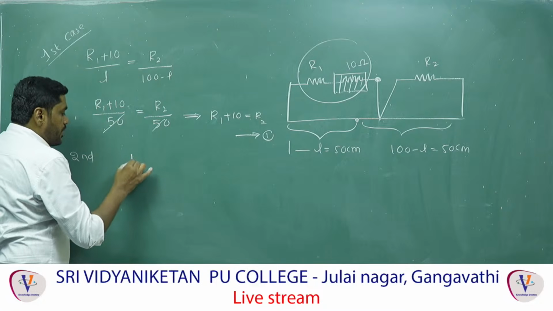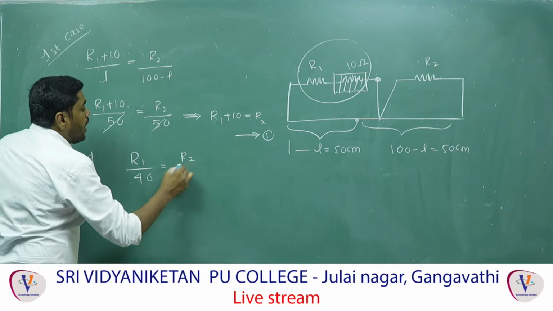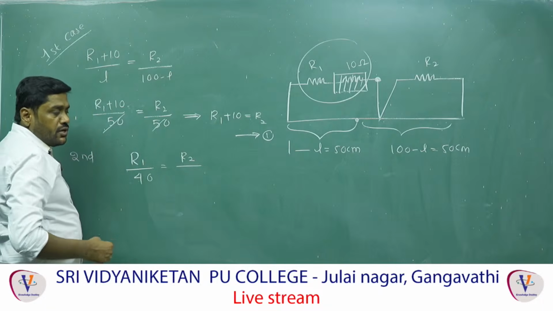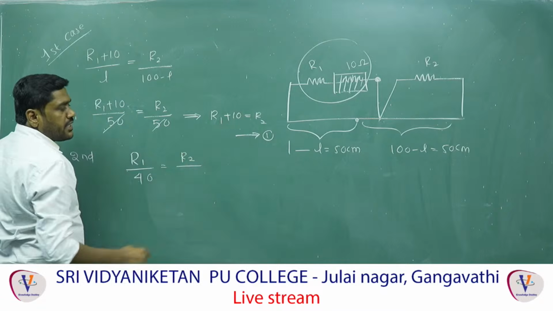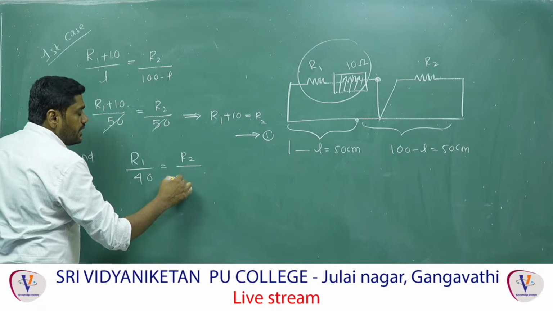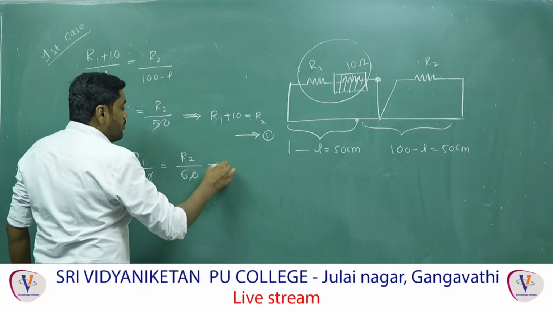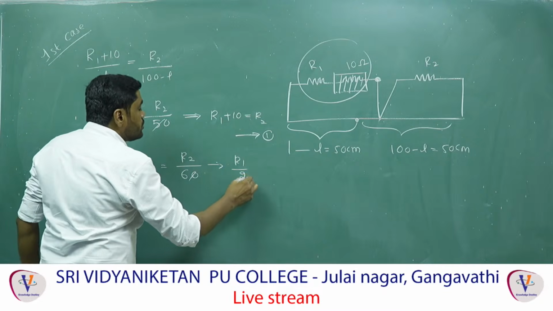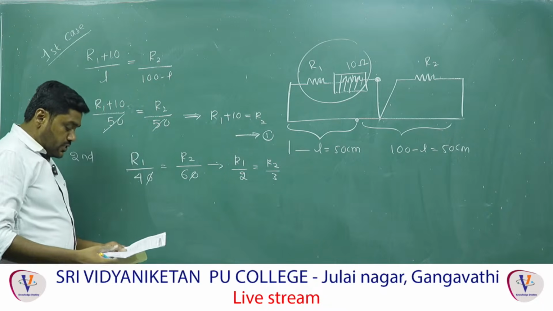In this case, what you can say now, R1 by 40 is equal to R2 by the remaining length. How much? Now the balancing point from the first point is 40 centimeter, means from the second point how much is it? 100 minus 40 is 60. Therefore now zero cancel. Therefore now R1 by 2 is equal to R2 by 3. Okay?